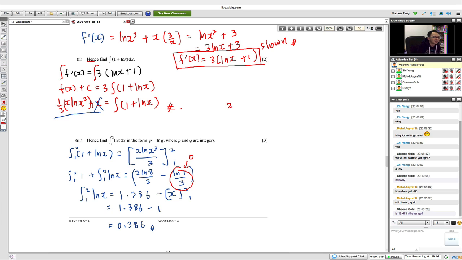I will write 2 over 3 ln 8. Okay, this is a log, right? Actually I can move 2 over 3 up to become a power. So this one becomes ln 8 to the power of 2 over 3. Okay, this is cube root and square, right? This one becomes ln 4. So therefore, on this step, the 1.386 actually is ln 4. So this is ln 4. And then minus 2, substitute 2 minus 1, right? So it's minus 1. Okay, this is what is in the marking scheme. But you can write in decimal. It doesn't matter. Both will be correct. Okay.